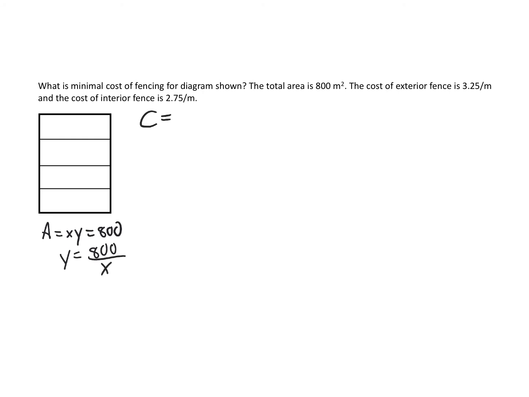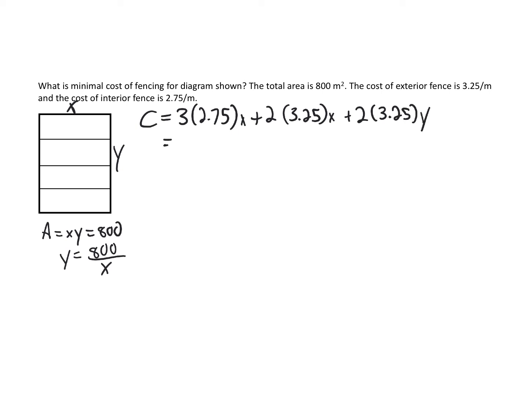The cost of the fence, we have 3 of the small inside pieces of x, so let's label this x and y. So the x will be the width and the y will be the length. There's 3 that are going to cost $275. Plus 2 x's that are going to cost $325. Plus you get 2 y's that cost $325. Simplify this, you get 1475x plus 650y.